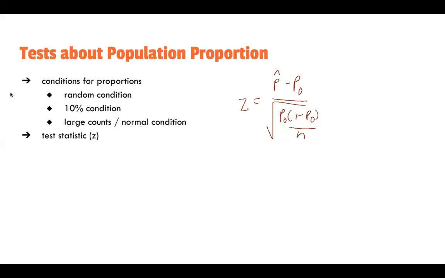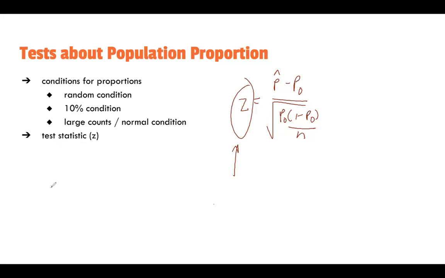What do you do after you get the test statistic? Once you get the test statistic, what you're going to be doing is calculating the p-value. This is a Z-score, right? So if you use normal CDF with the Z-score, you're going to get an area, and that area is going to be the p-value.